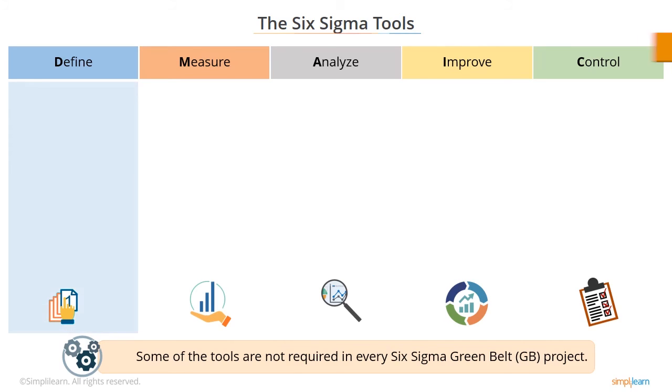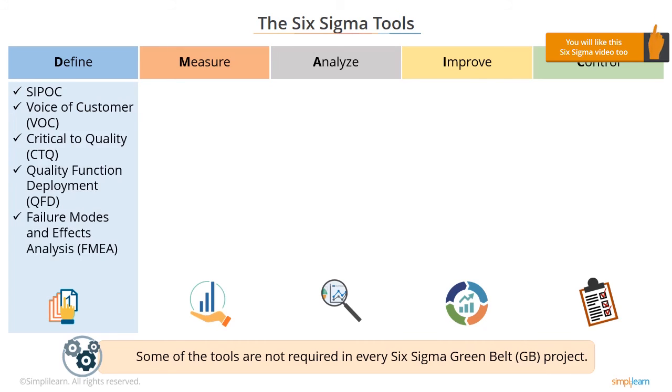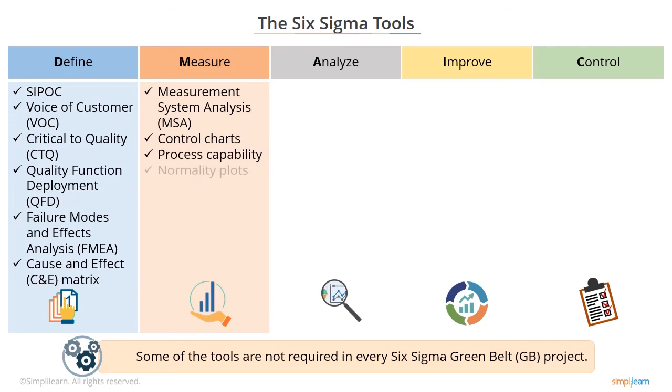In the define phase, we use SIPOC, Voice of the Customer or VOC, Critical to Quality, CTQ, the Quality Function Deployment or QFD, Failure Modes and Effects Analysis, known as the FMEA, and the Cause and Effect, C and E matrix. In the measure phase, we use Measurement System Analysis or MSA, control charts, process capability, and normality plots.